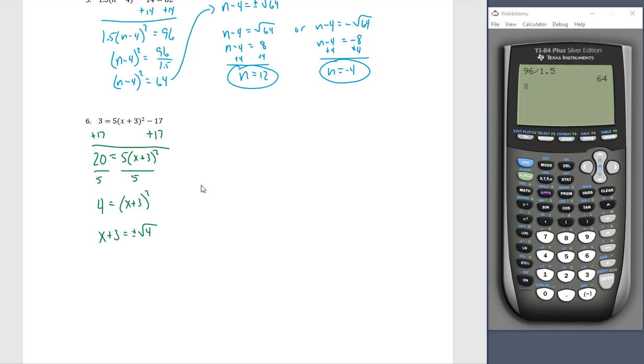x plus 3 is plus or minus the square root of 4, so that tells me x plus 3 is the square root of 4, or x plus 3 is the negative square root of 4. We know that the square root of 4 is 2.